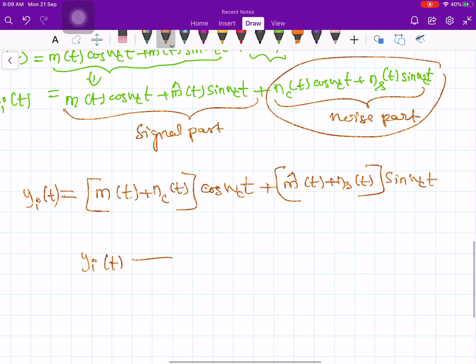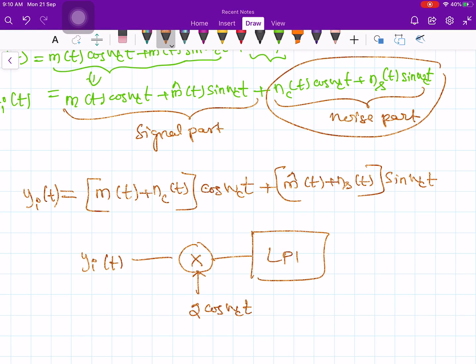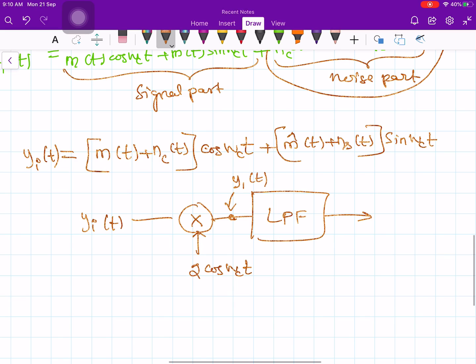My demodulator consists of a multiplier. So here I will put 2 times cos omega ct and then followed by a low pass filter. Now let me say this point is y1 of t. What is y1 of t? y1 of t is equal to y suffix I of t multiplied by 2 times cos omega ct.